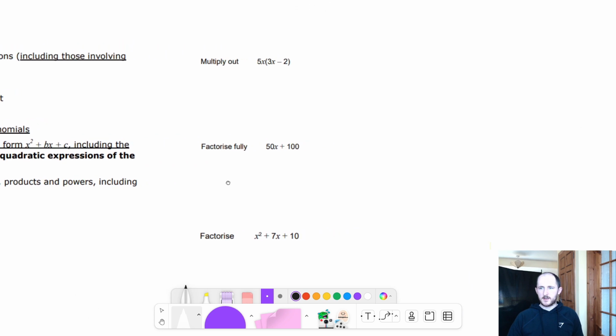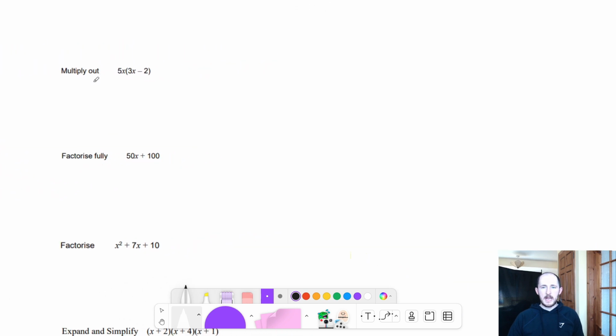Factorising quadratics. So let's go through all of this. When you multiply out, I mentioned before that what you need to do is multiply everything outside the bracket that's touching. Sometimes I'll see students do 5x plus 3x minus 2, and they'll actually expand the bracket. That's not what you're supposed to do. It's just the stuff that's actually touching the bracket, and what this will do is multiply everything inside the bracket.